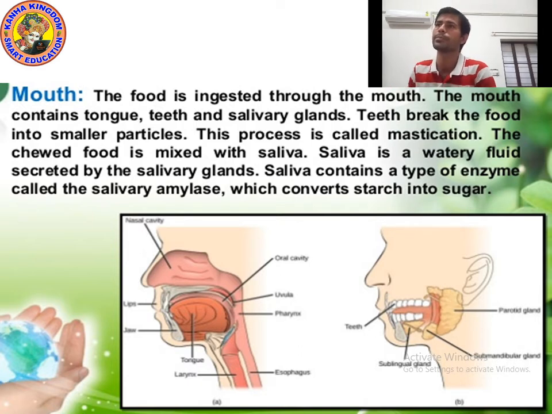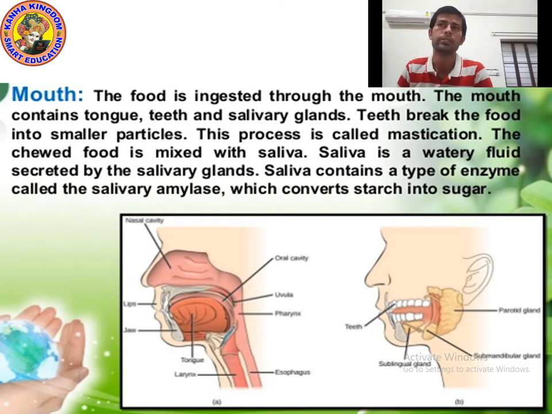Okay, TTS. What is the work of teeth? It breaks down the food into small particles. Yes, there are 32 teeth in our mouth. And this process is called mastication. Remember, what is mastication? The process of breaking down food with the help of teeth is called mastication.